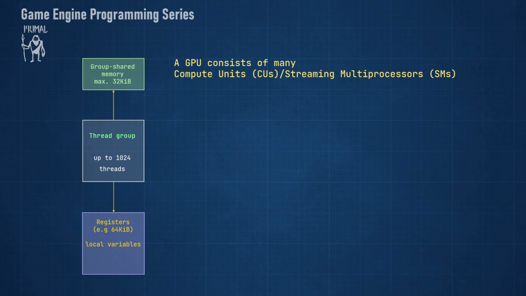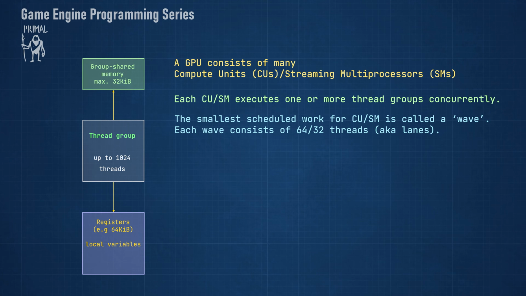A GPU consists of many cores that are called compute units by AMD and streaming multiprocessors by NVIDIA. Each of these units can run one or more thread groups concurrently. However, the smallest amount of work can be done on groups of 32 or 64 lanes at a time. That means that each line of code operates on that many lanes. This is called a warp by NVIDIA and a wavefront by AMD. In HLSL, it's called a wave. Note that a thread group with more than 32 threads will be executed in multiple, possibly concurrent waves.